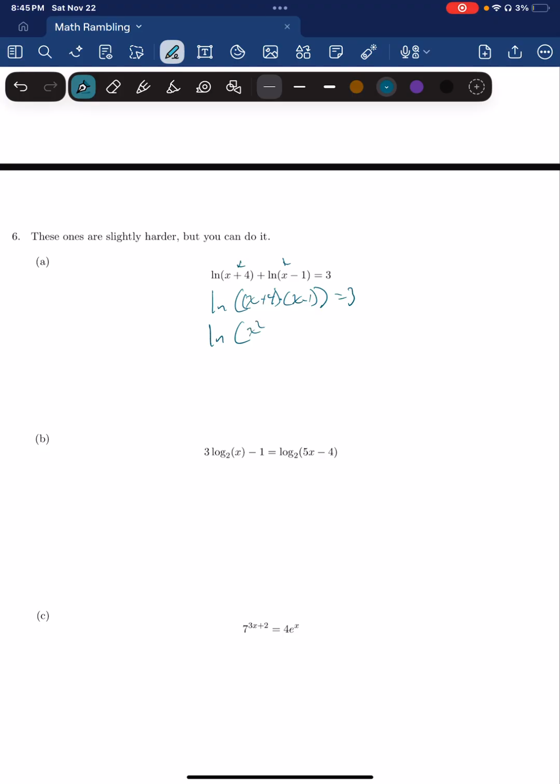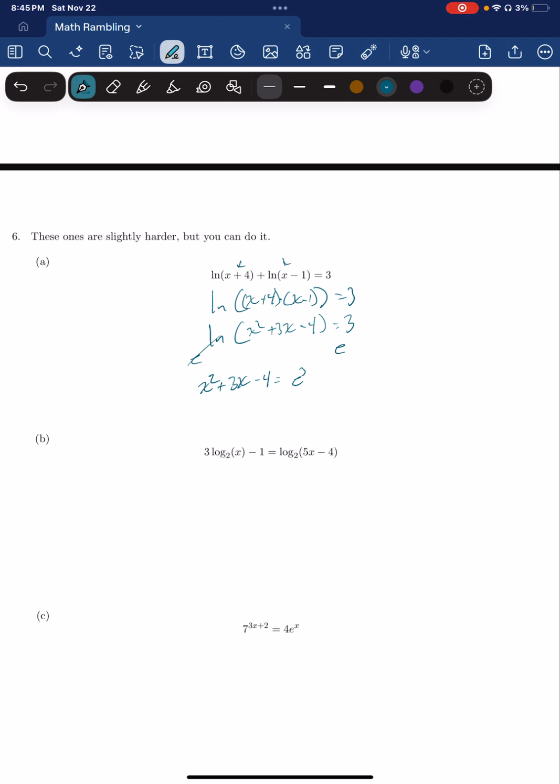x plus 4 times x minus 1 is x squared minus x plus 4x is 3x, minus 4, equals 3. I'm going to put both sides to the power of e, e to the power of both sides. And we get the e and the ln cancel. So we get x squared plus 3x minus 4 equals e cubed.